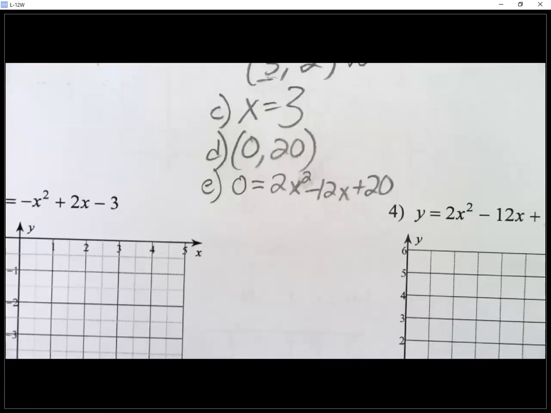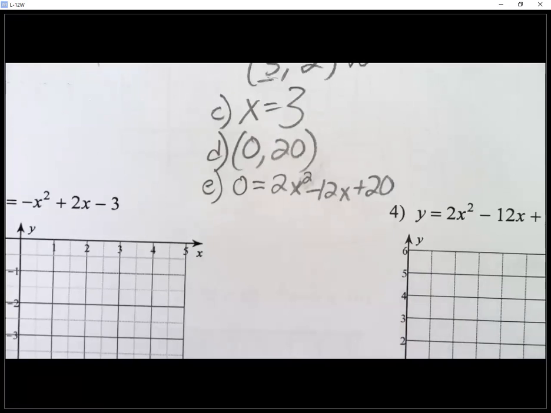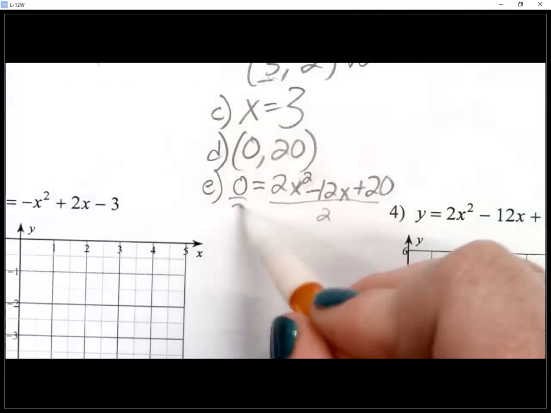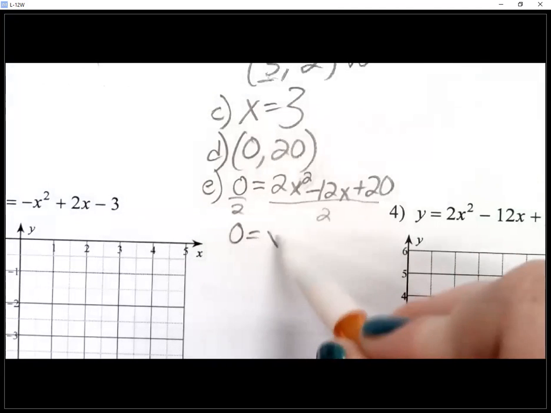Well, I can't solve this by square rooting because I have an x term. So I'm going to try and factor it. I can always pull out a GCF. I should do that. In fact, couldn't I just divide both sides by 2 and get rid of it? Let's do that. Let's make our lives easier. I can divide this side by 2 and divide this side by 2. So I get 0 equals x squared minus 6x plus 10.